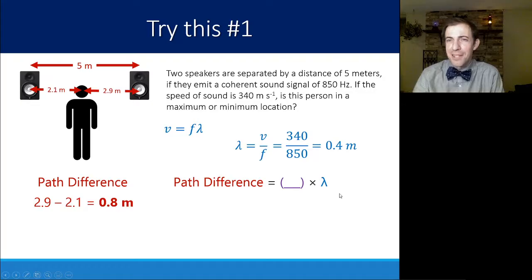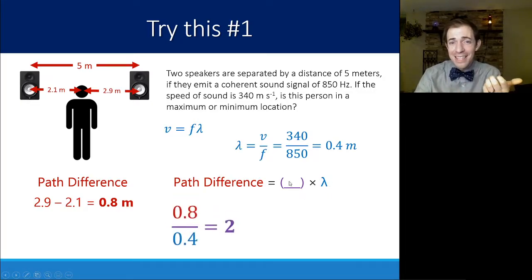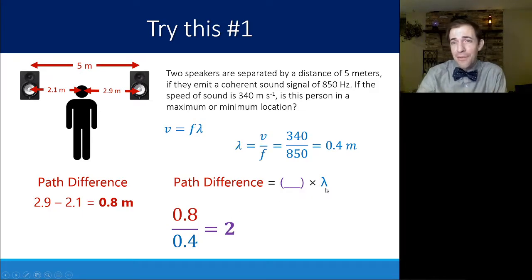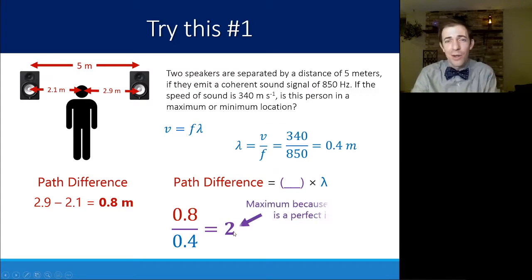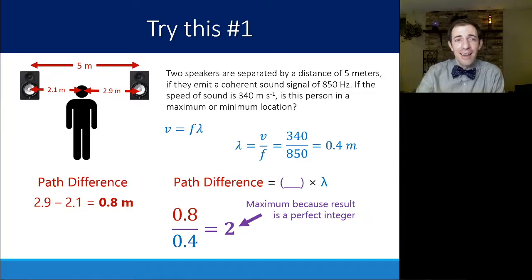This is my generalized formula to help me figure out if it's a maximum or a minimum. If this is an integer, we know it's a maximum, and it is. 0.8, the path difference, divided by 0.4 would give me 2. Since that is a perfect integer, we know that that would be a maximum there. So they would definitely hear some sound. They would hear it amplified in constructive interference.